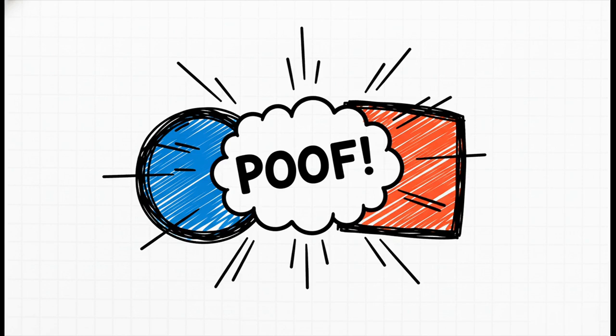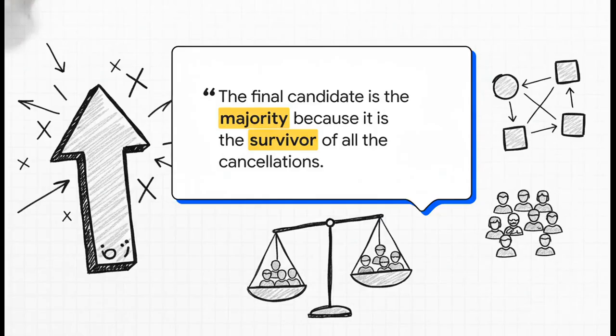So after all that chaos, what's left? Well, think about it. If one candidate truly has more than half the votes, that means they have more votes than all other candidates combined. So even if every single minority vote perfectly pairs up and cancels out a majority vote, there will still be majority votes left over. The winner is just the one who survives this process of elimination.